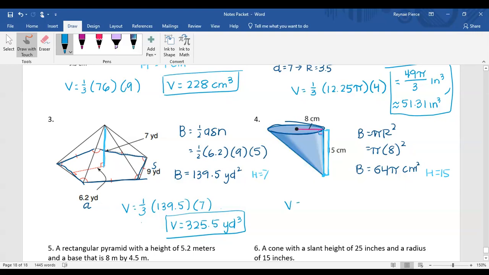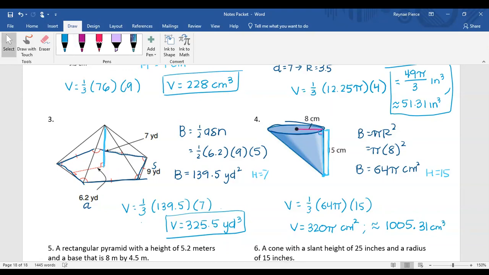And 1/3 times the area of our base times our height. The exact volume of this cone is 320 pi cubic centimeters, or approximately 1005.31 cubic centimeters.